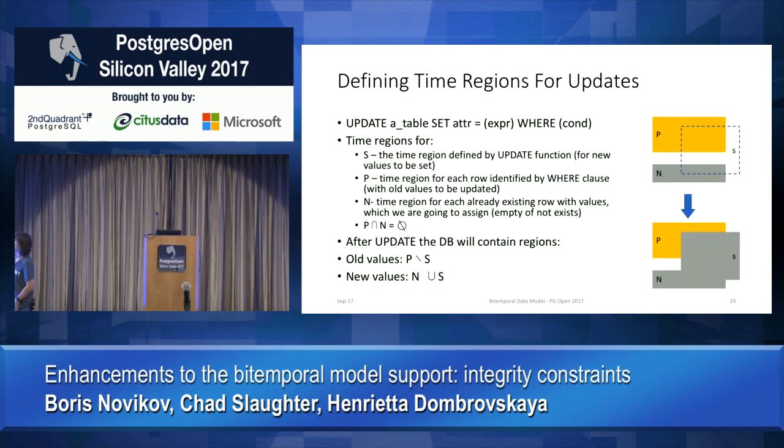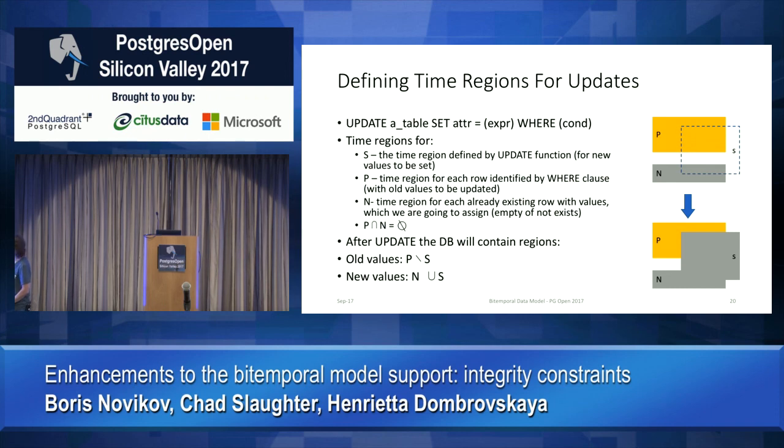For updates, it's even more complex. Let's say we have the generic update table set attributes to something where condition is something. When we actually execute a bitemporal update, we have these two parameters, the asserted interval and the effective interval. That is the time region for the update.